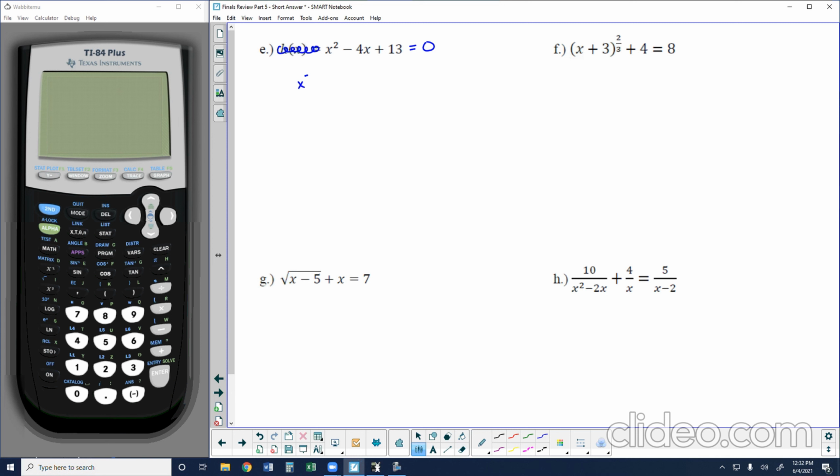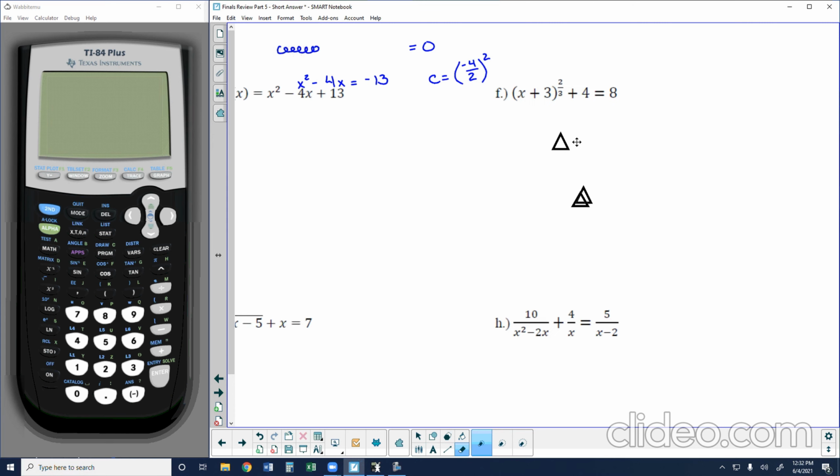So to complete the square, I'm going to move my constant to the other side. I'm going to subtract 13. You don't have to, but that is the easiest way to do this. Now, if I want to complete the square, remember I need a c value that is equal to b, which in this case is negative 4, divided by 2, and then squared.